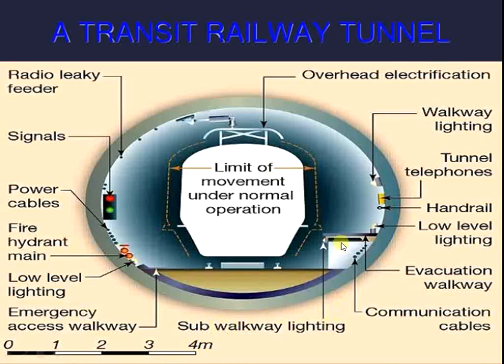Next, sub walkway lighting and communication cables, which are very useful. Then evacuation walkways, low level lighting, handrail, tunnel telephones, and walkway lighting. And next is the overhead electrification. We have to provide all these points at the time of construction of a railway tunnel.